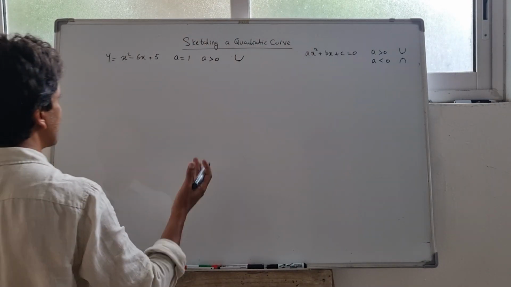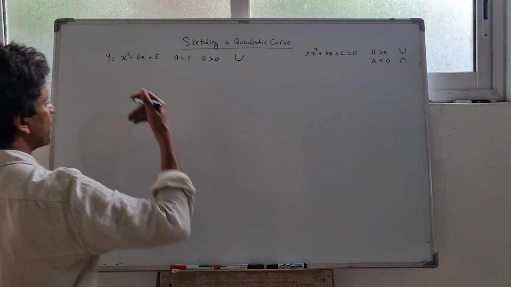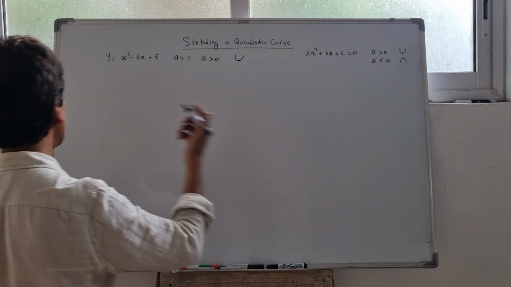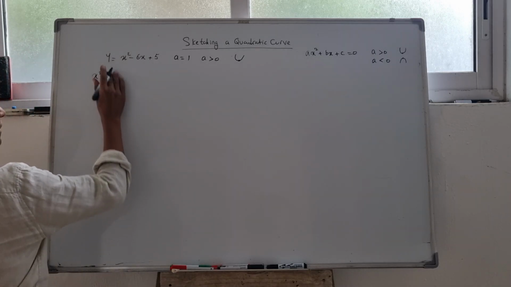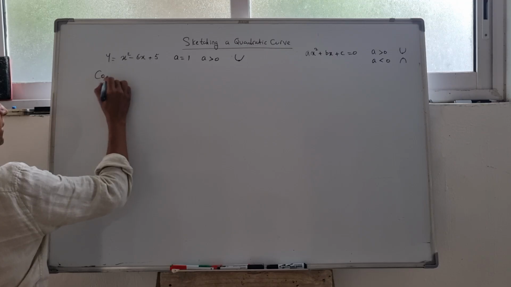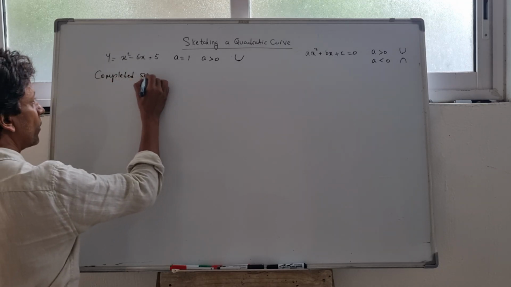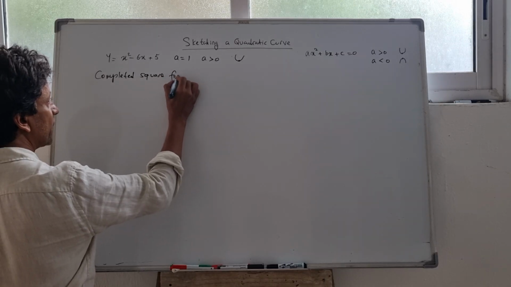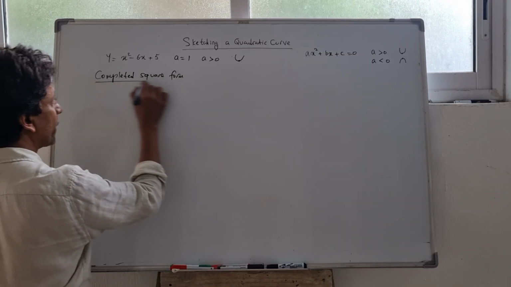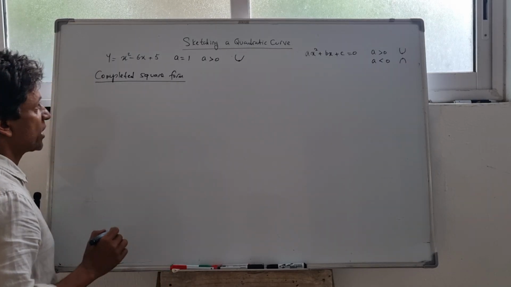Now, it's up to you, but I normally try to find the minimum or maximum point first. So I'm going to complete the squares here. I'm going to put this in the completed square form. That's one way of finding the minimum or the maximum point. In later stages, you could do it by calculus, differentiation.